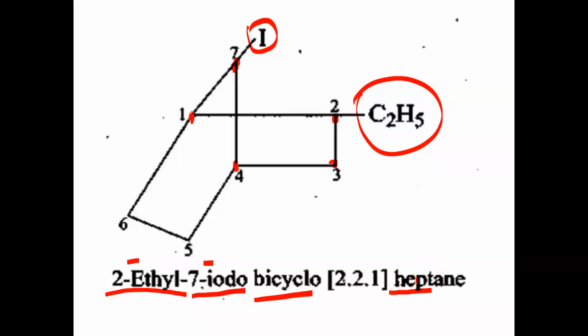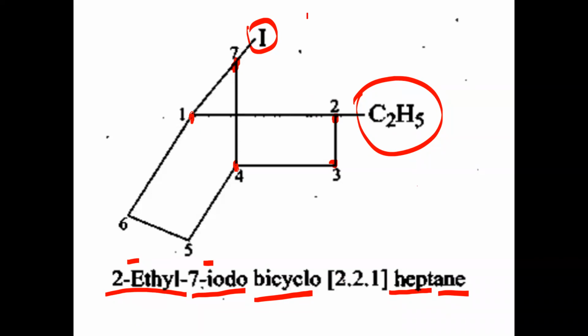Total number of carbons forming the bicyclic ring is what now here? 7 carbons. Total number of carbon atoms. That's why hept. And single bond between all carbons in the ring. That's why ane. So heptane. So what is the name now? 2 ethyl, 7 iodo, bicyclo 2.2.1 heptane is the IUPAC name of this compound here. So it is a bicyclo compound.